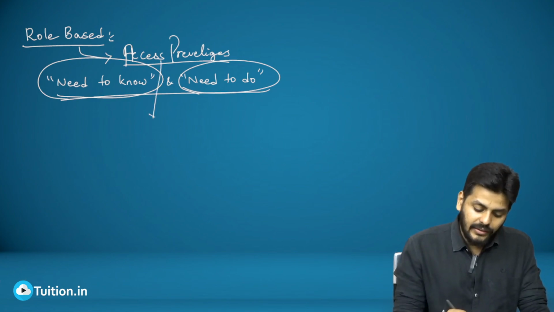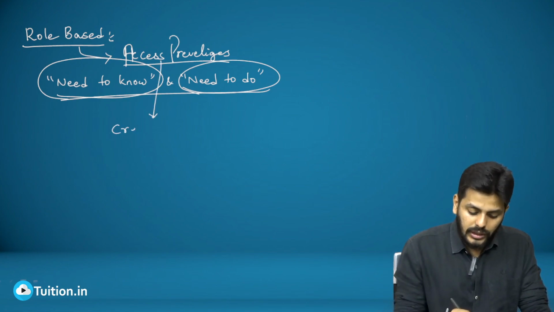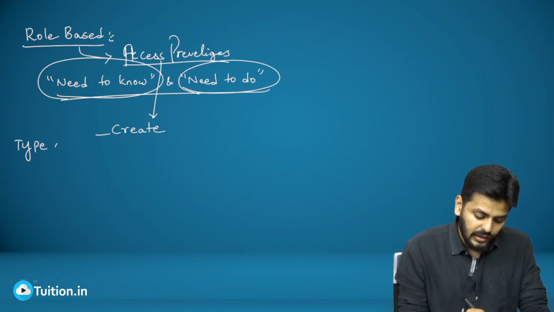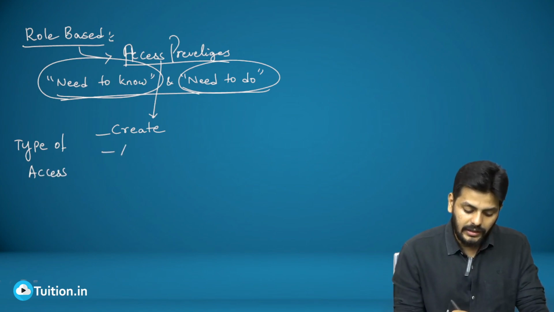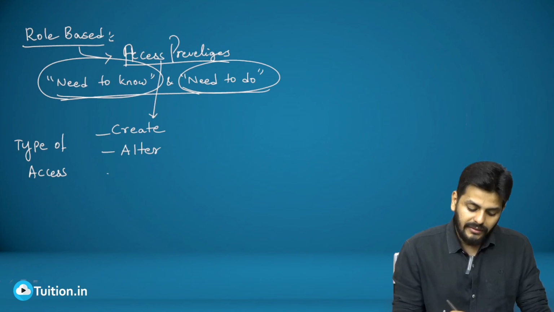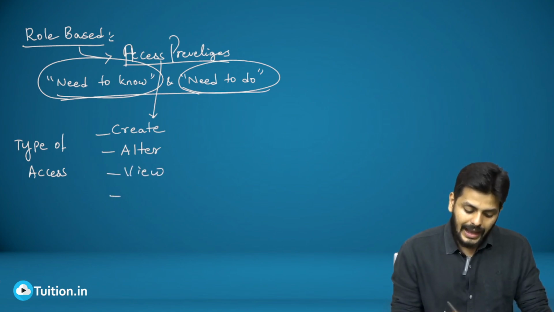And what are the accesses given? Four types of access are there. When anybody is given access, with how many types of access will they be given? Create, alter, view, and print.